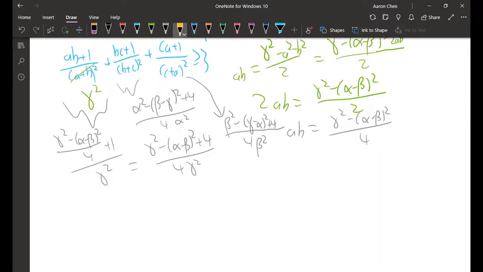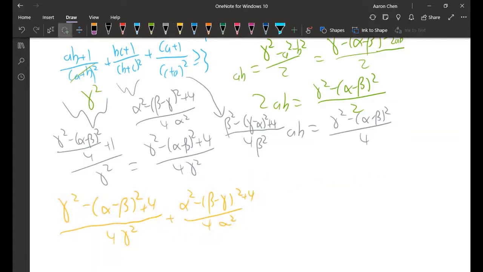So here we can see that this is equal to gamma squared minus alpha minus beta squared plus 4 over 4 gamma squared plus alpha squared minus beta minus gamma squared plus 4 over 4 alpha squared plus beta squared minus gamma minus alpha squared plus 4 over 4 beta squared. And so yeah, this simplifies it.